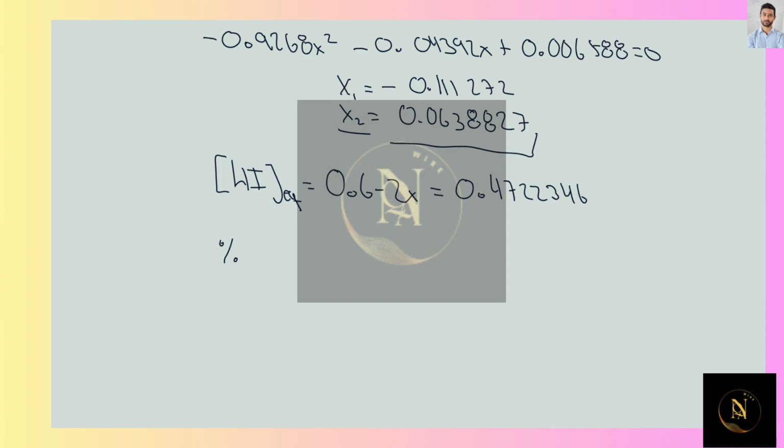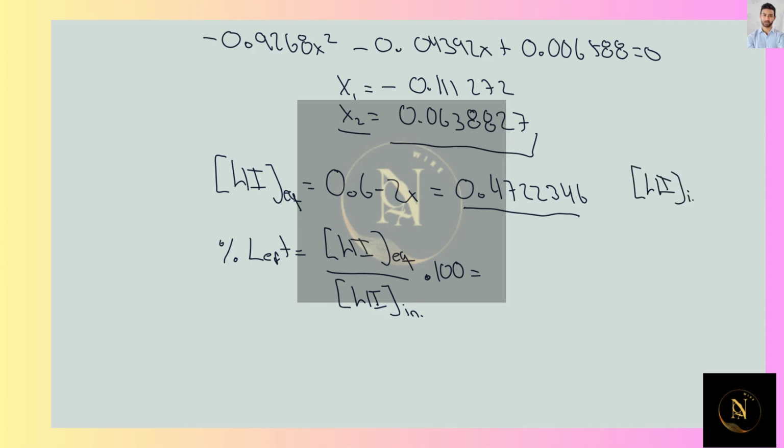And if we want to know the percent left, what we need to do is divide the concentration at equilibrium by my initial concentration and multiply the result by 100. Remember that this is the concentration at equilibrium. The initial concentration of HI was 0.6 molar. So the result for this is 78.7% is going to be left.